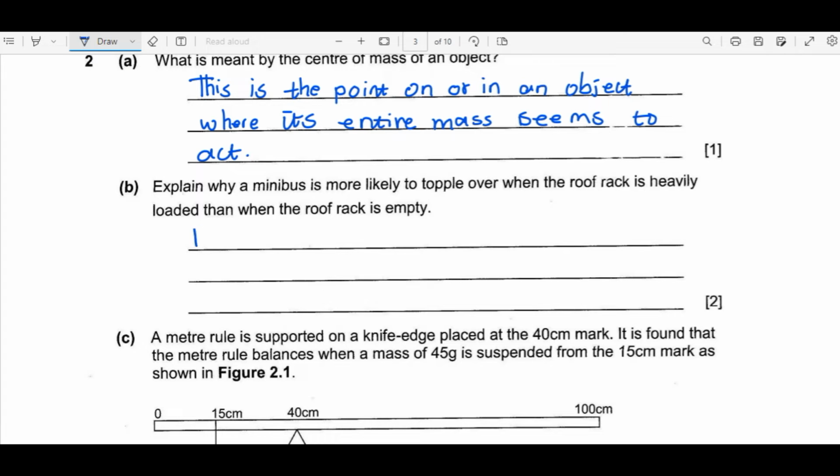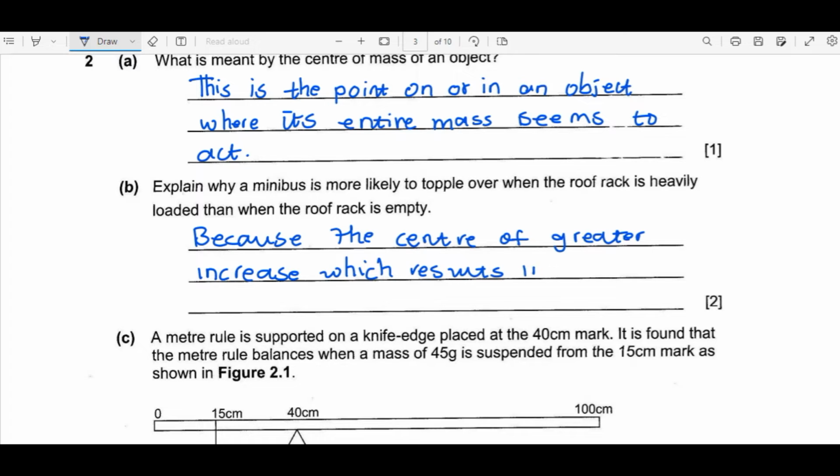So we'll say because the center of gravity increases, which results in a decrease of the stability.